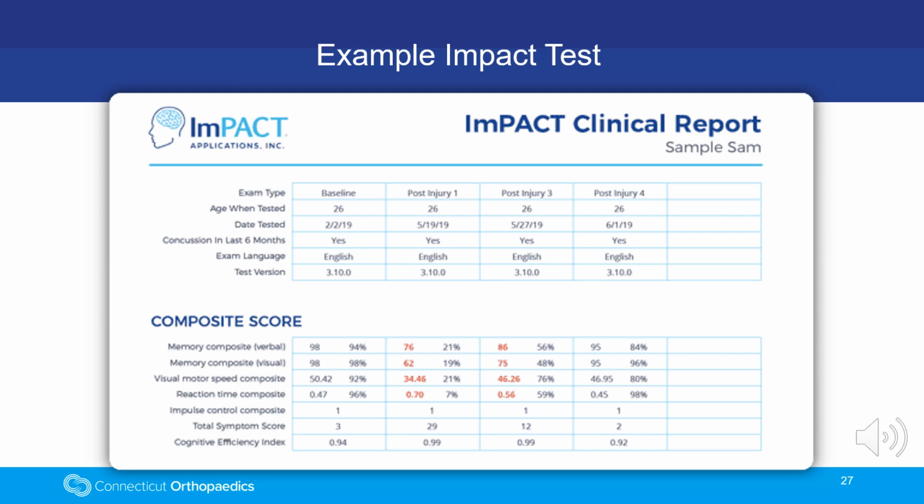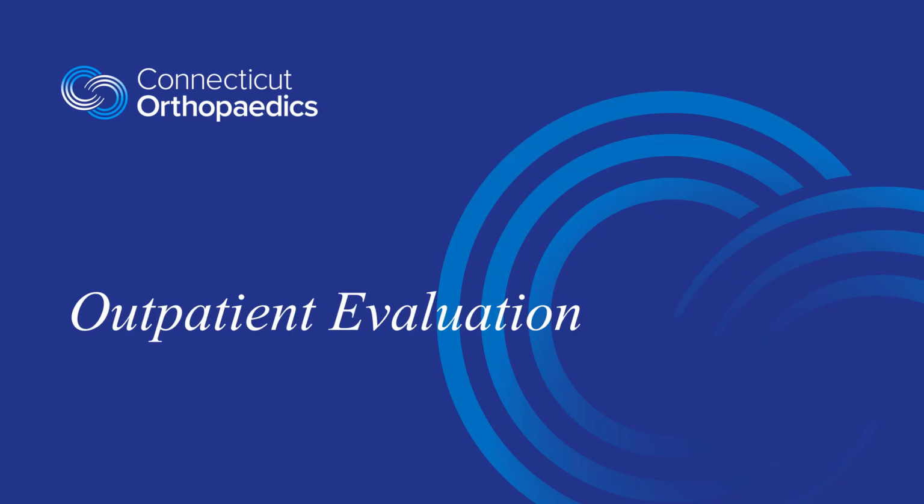At post-injury 4, he is about normalized, with some decreases still in memory composite and visual motor speed, but an improvement in reaction time. This is when Sample Sam would be ready to begin his return to sport testing and have a safe return. Outpatient evaluation.